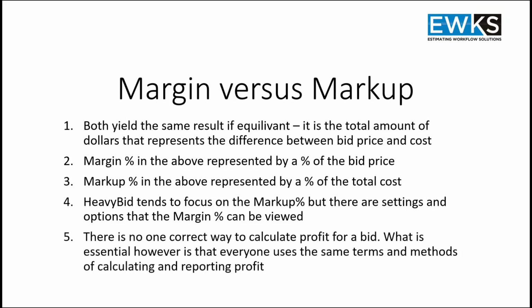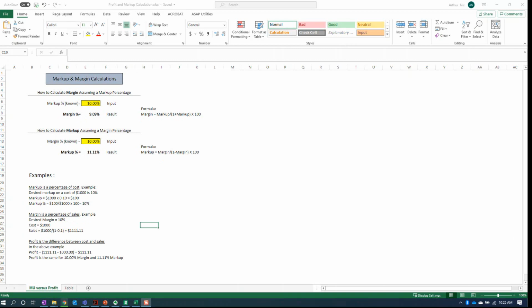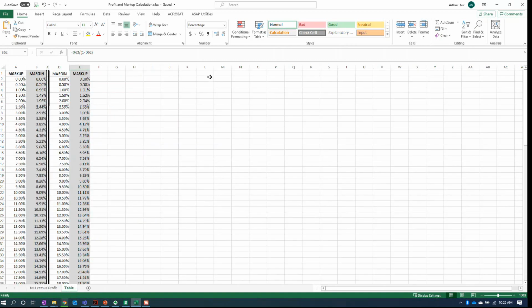Now, there's no one correct way to calculate profit for a bid. What's essential is that everybody on the estimating team and even the accounting and management team is on the same page. This spreadsheet that I did a while back shows you how if you know markup percentage, you can calculate your profit percentage, and if you know your profit percentage, you can calculate the markup percentage. It gives you the formulas that provide the basis for this. Also, some discussion points here below. And then there's an equivalency table so that you can look. If you don't want to calculate it, you can just reference it here.